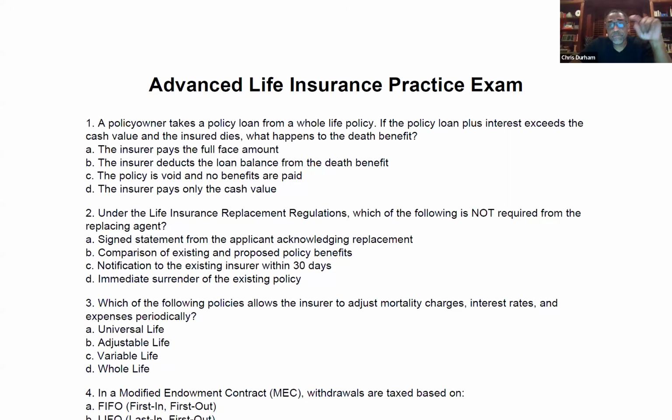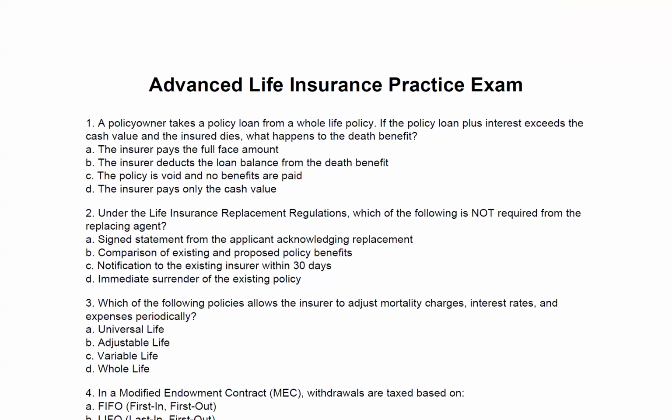That's easy peasy. But the way they worded this question, if the policy loan plus interest exceeds the cash value and the insured dies, it really doesn't matter if the loan plus interest exceeds the cash value. That has nothing to do with anything. Whatever is the outstanding loan, they're gonna subtract it from the death benefit, and that's what the beneficiary is gonna get. So the answer is B.